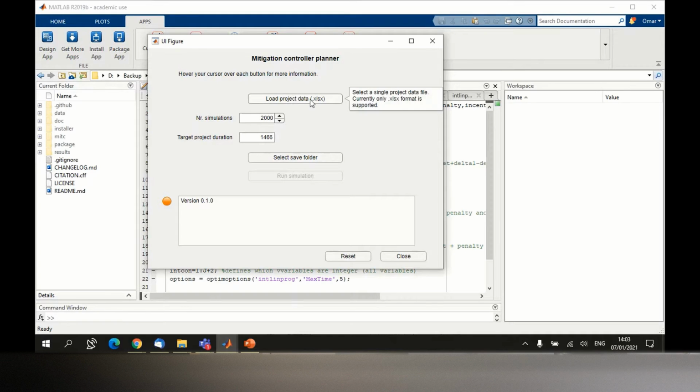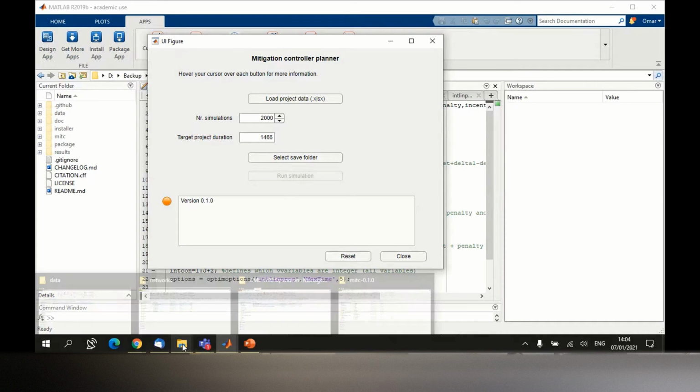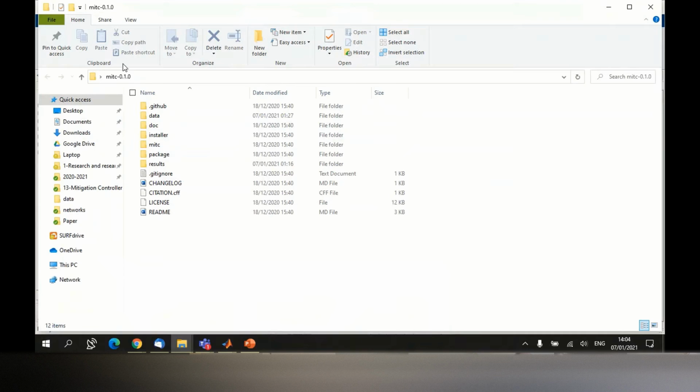For the data, the first thing you have to do is insert your data. We already prepared a template for you for the data, and in that template there's already a case that we built for you, so you can start from it if you want, or you can just try the mitigation controller using that case. How to access this? In this folder here, MitC 001 is the package that you download in the first step in the manual, and then you extract it and you get all of these documents.